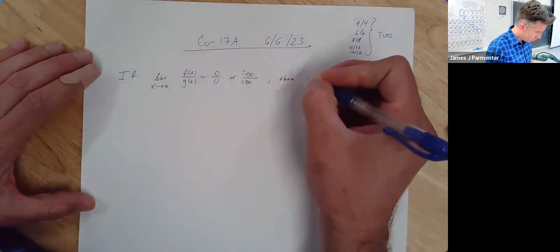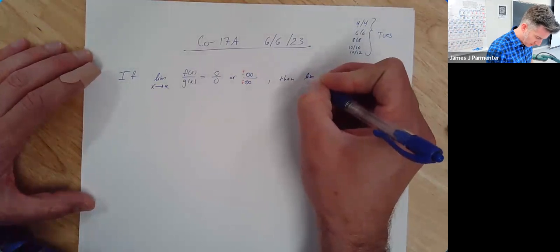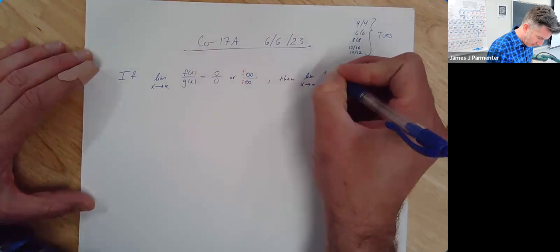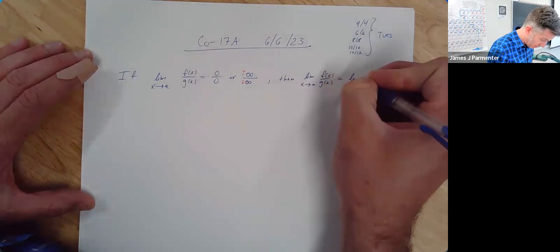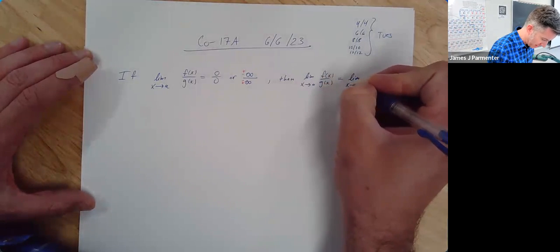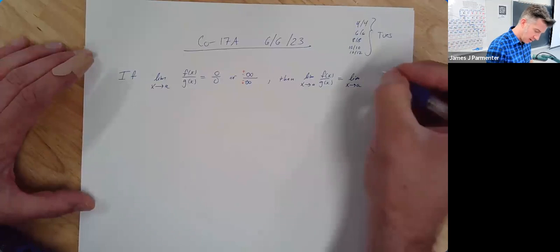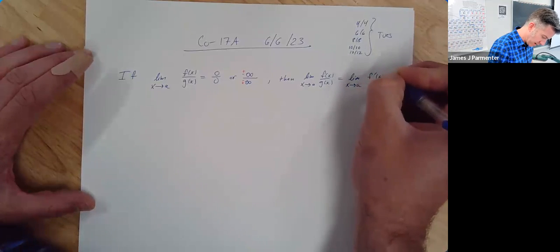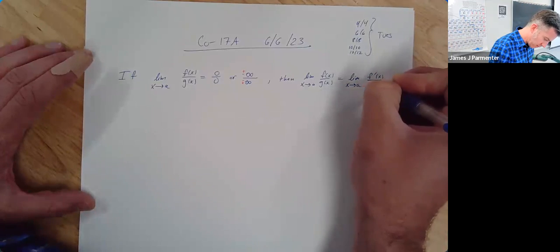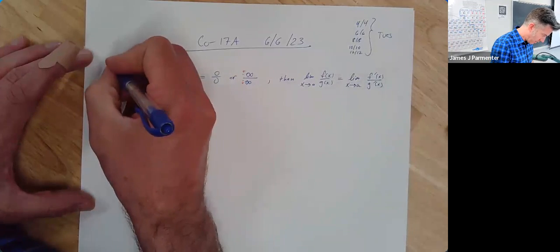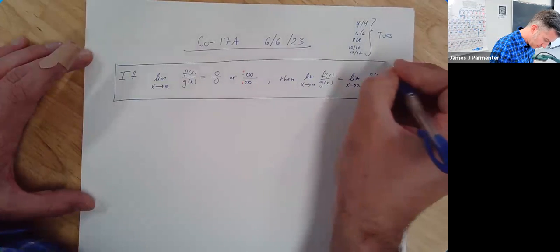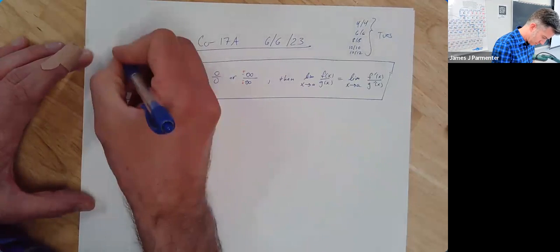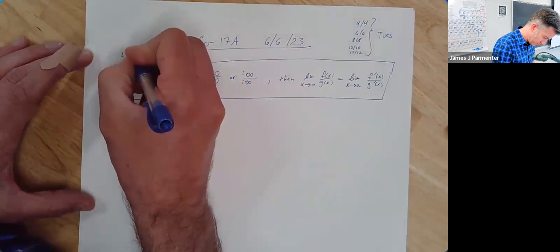then we can find the limit as x approaches a of f of x over g of x by finding the limit, and it is important that you still take the limit as x approaches a of the derivative of f of x over the derivative of g of x. And that is L'Hopital's rule. If I could write L'Hopital's rule.